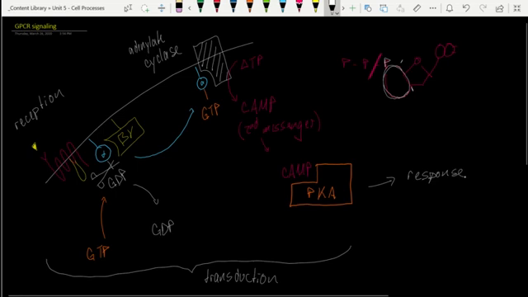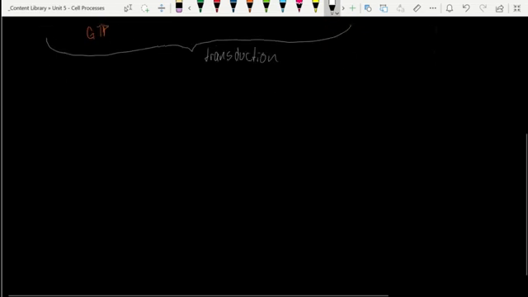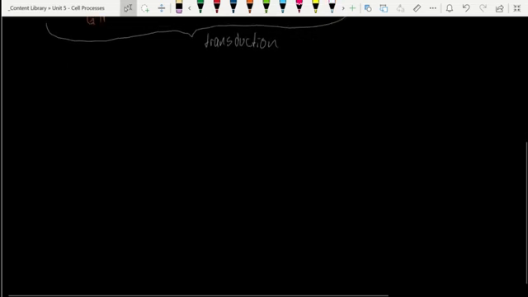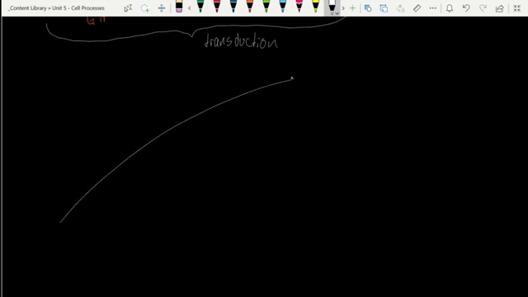There is one other GPCR signaling pathway that I would like to highlight, and it follows a very similar pattern to the one we just saw. We'll use some different colors to change it up. But the idea is the same.